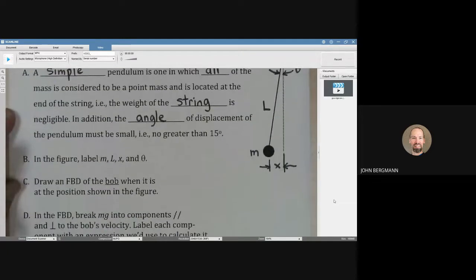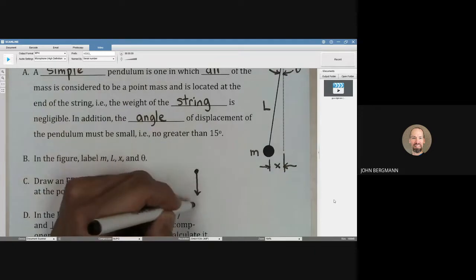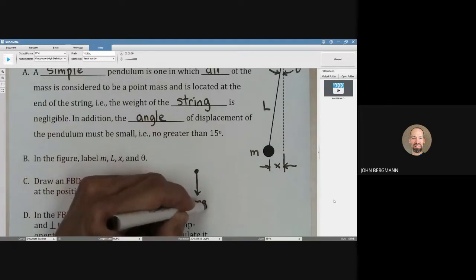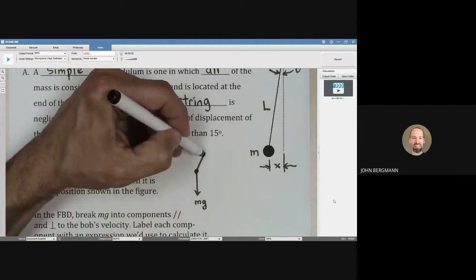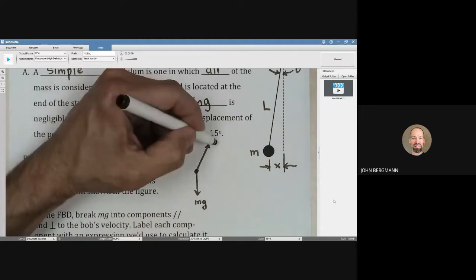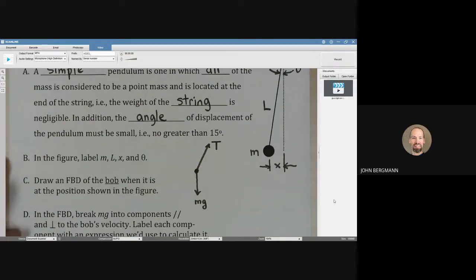So let's draw a free body diagram of this bob when it is at the position shown. There's the bob right there. mg is going to act straight downward, and then the tension is going to act at some kind of an angle like that. And those are the only two forces that act on this mass.